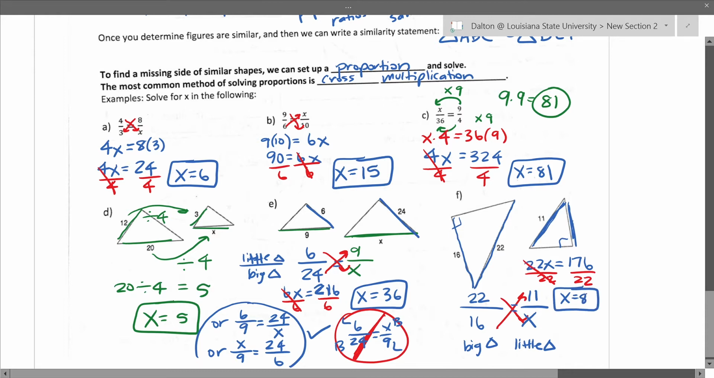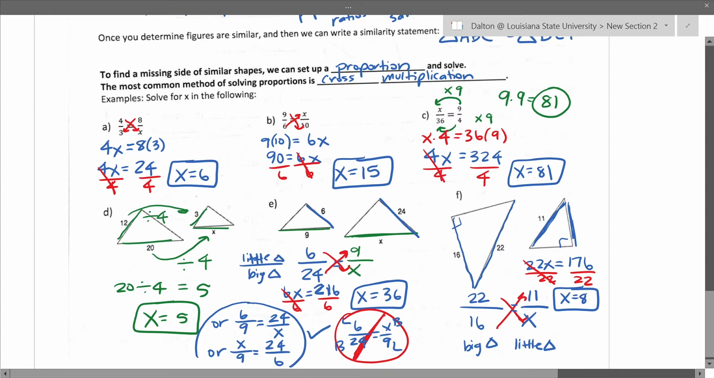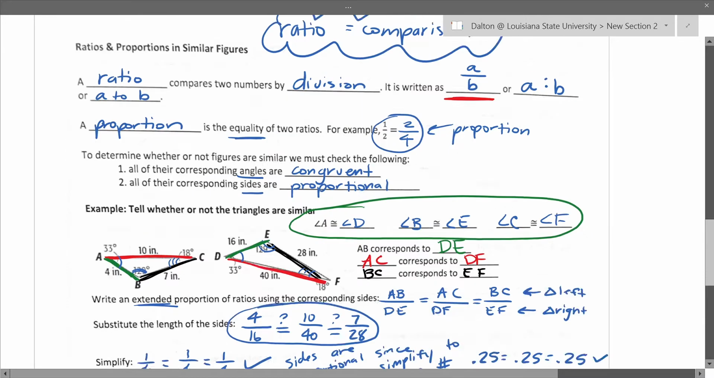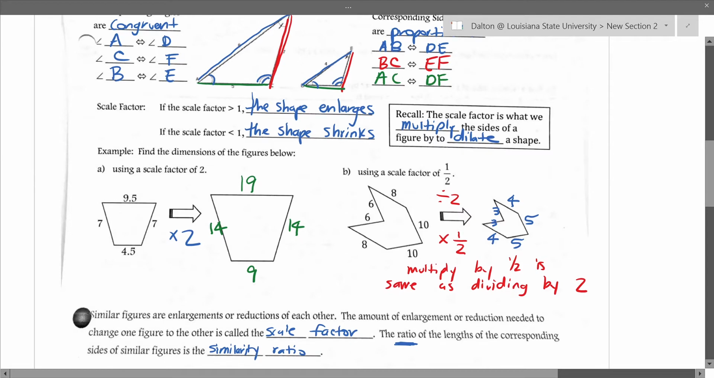So, just to recap, if shapes are similar, that means they are the same shape, right? A triangle is still a triangle, but they're not the same size. They are dilations of each other. The dilation was caused by a scale factor, and as we reviewed earlier, on that first page, if the scale factor was greater than 1, then the shape enlarges. Like this example here, right? The scale factor was 2, so my shape got bigger.